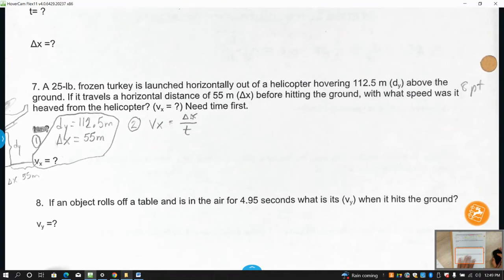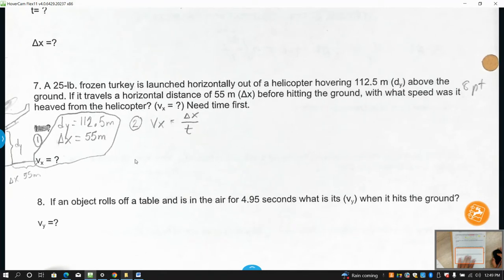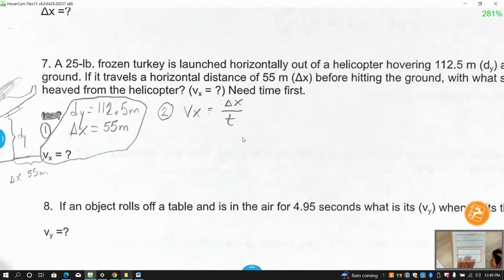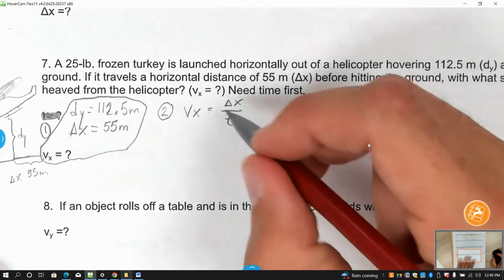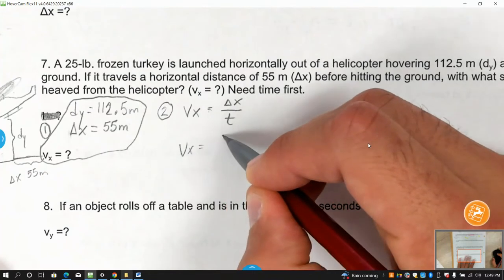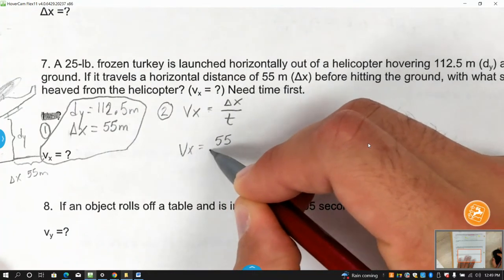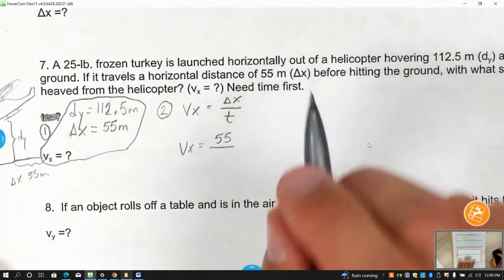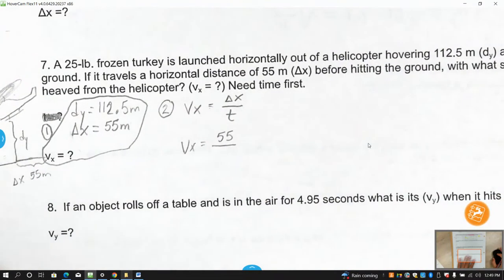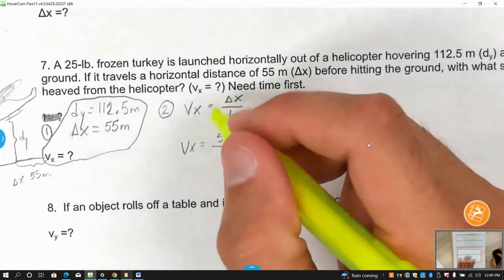Once you guys have this written down, do we have any of those pieces of information? Yeah. We do. Which one? Top. We have delta x. So I would then write, okay, well, Vx is equal to 55 divided by, oh, snap, we don't have t. So that means, side quest.